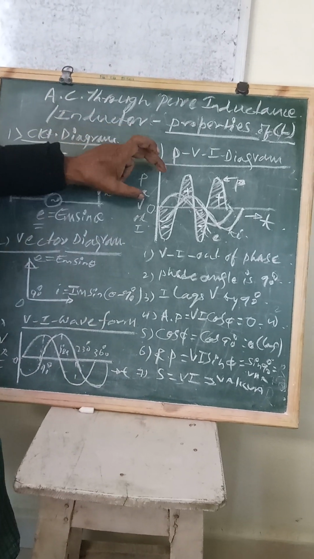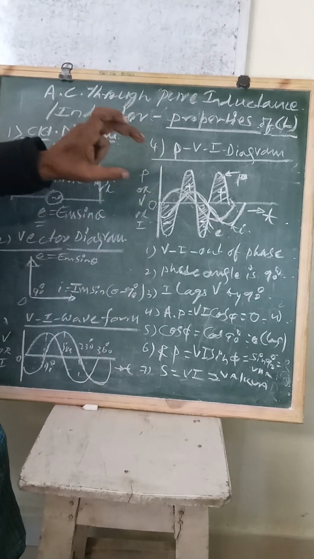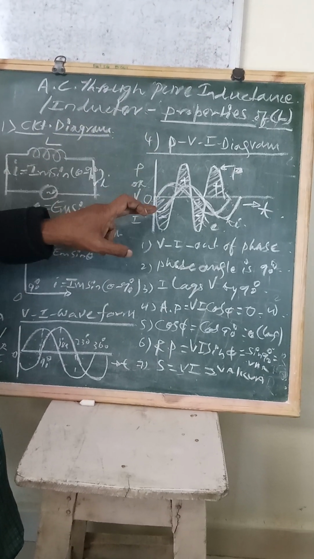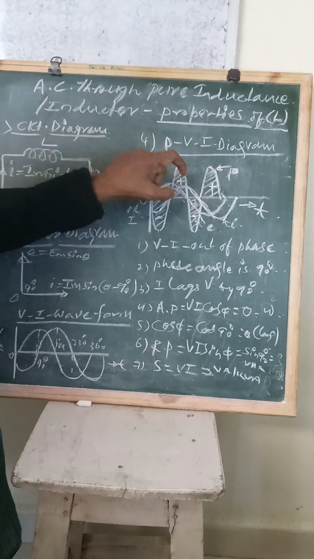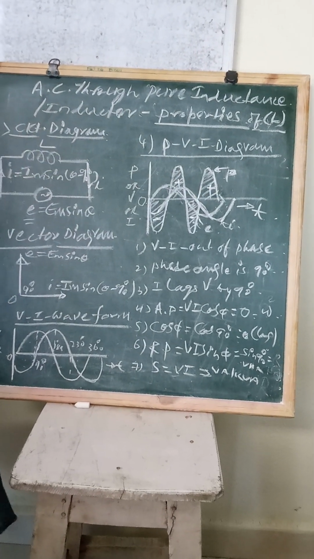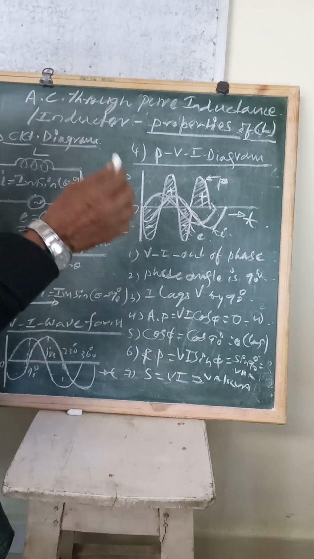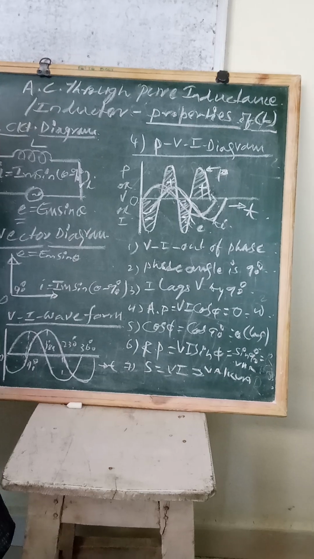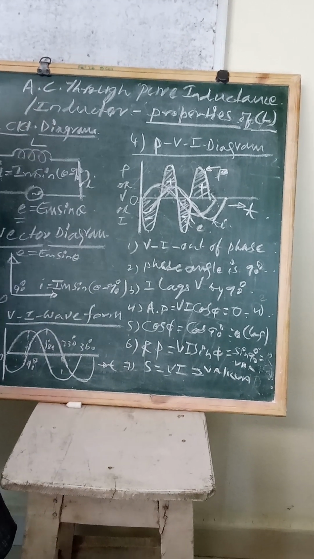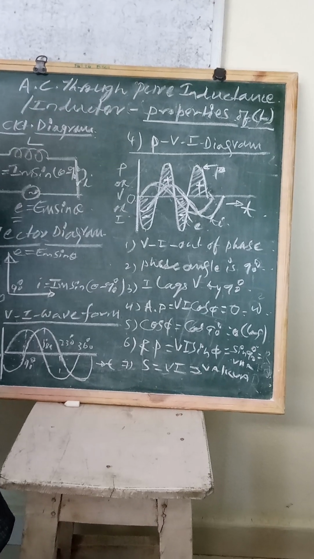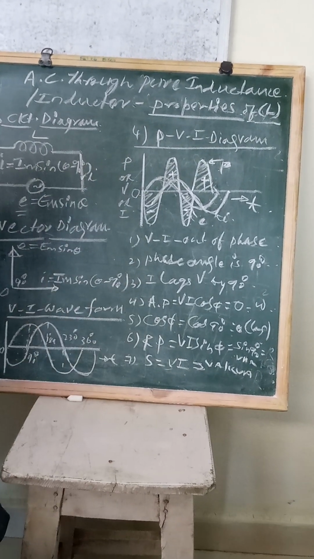At each and every quarter position, you will have a couple of pulses. That is, for half cycle, positive, negative. For the remaining half cycle, positive and negative pulses you are getting. That shows that both will be cancelling out each other, and the power developed in the pure inductance or the pure inductive coil will be zero. Which power? Active power.